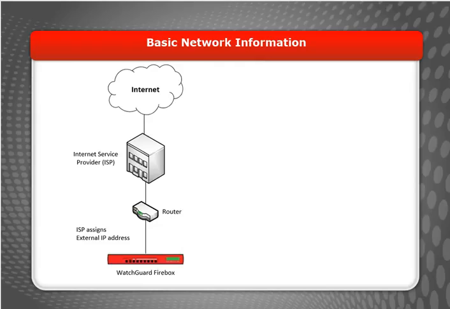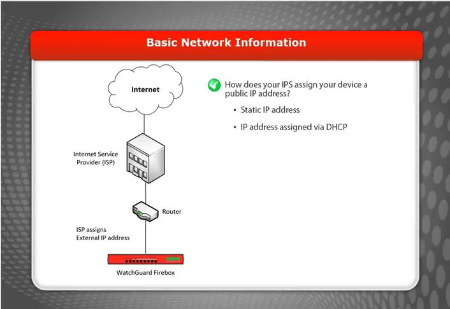If your Firebox is behind a router that connects to an Internet Service Provider, or ISP, the first thing you need to know is how your Firebox will be assigned its external or public IP address. If you don't already know this information, you can ask your ISP. Your ISP could assign a static IP address, which is a permanent IP address that doesn't change. Or your ISP might use DHCP or PPPoE to dynamically assign IP addresses.